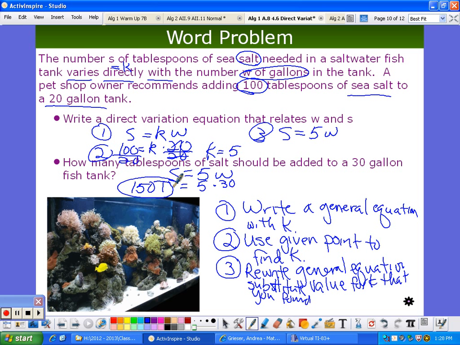They could have said, I've got 500 tablespoons of salt and I want to use it all. How big should my tank be? Well, in that case, you would put the 500 here.